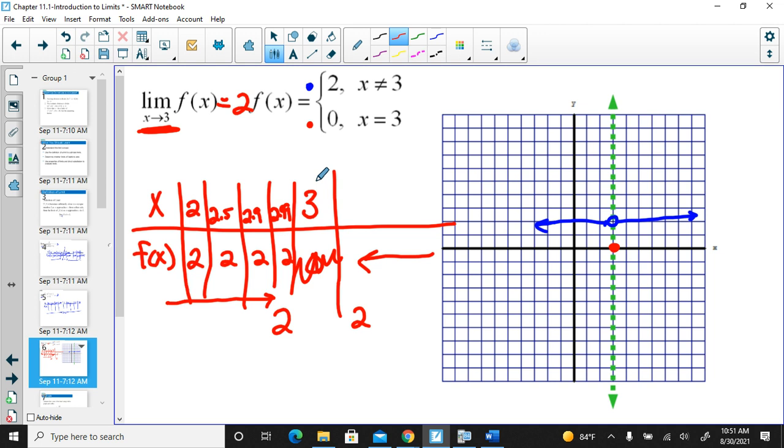What about the point? Well, it matters for this graph, but as far as the limit, it doesn't matter at all. Because again, the whole idea of a limit is that we will never, ever actually get to 3. The only way that this point matters is if x is 3, but we're never actually going to get there with a limit. Fair enough? Okay.